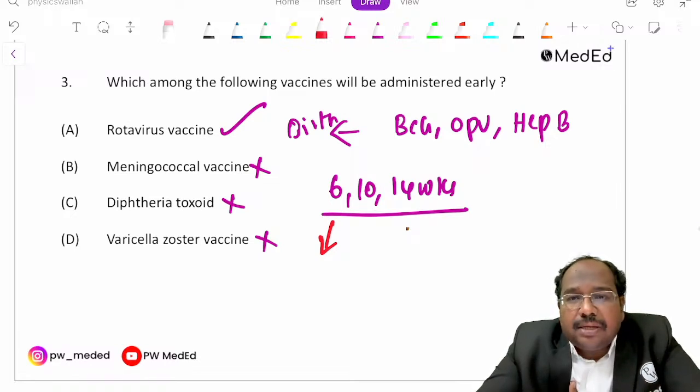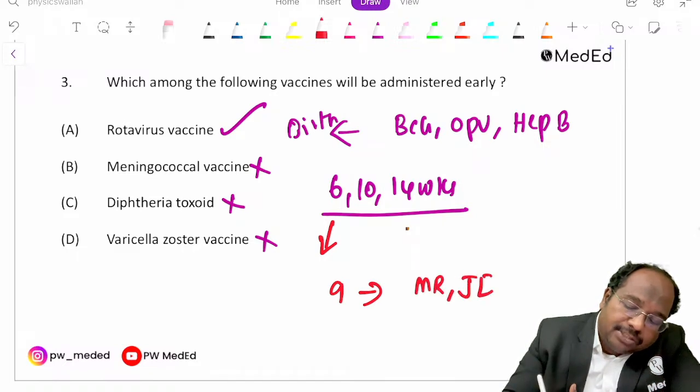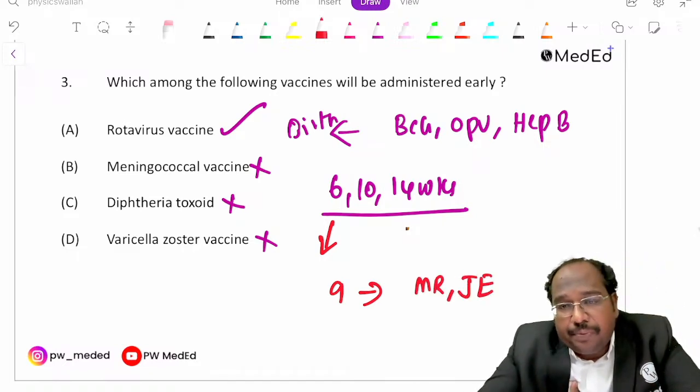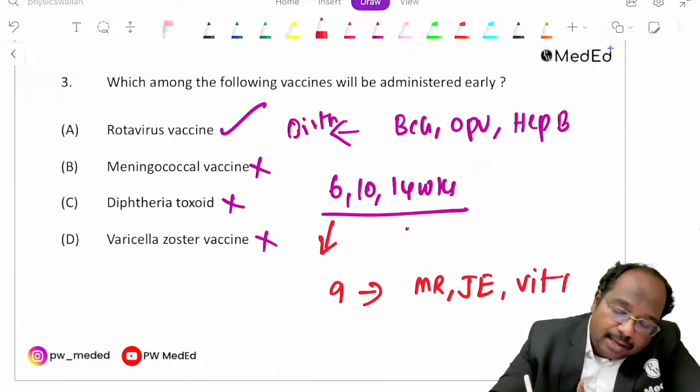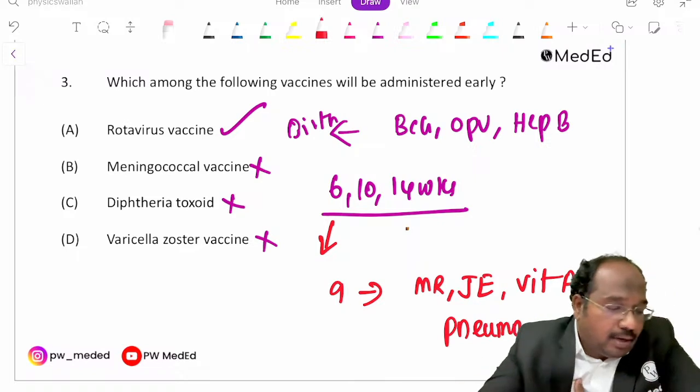At 10 weeks we don't give IPV and pneumococcal. All 3 remaining vaccines we give. At 14 weeks we give all 5 vaccines. What are the 5 vaccines? Pentavalent, IPV, Rota, pneumococcal and OPV. These are the 5 vaccines. At 9 completed months, you'll give MR, JE along with vitamin A. Booster dose of pneumococcal.